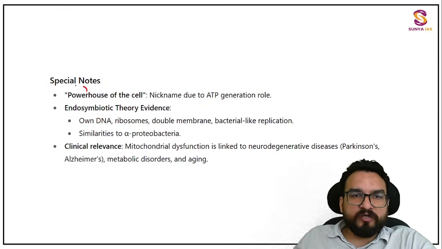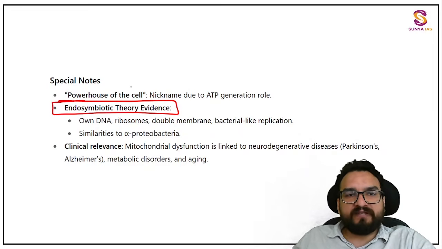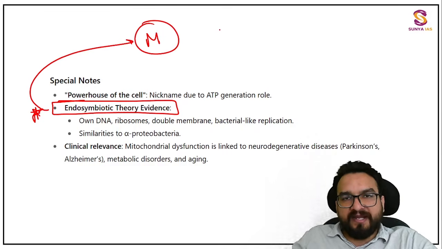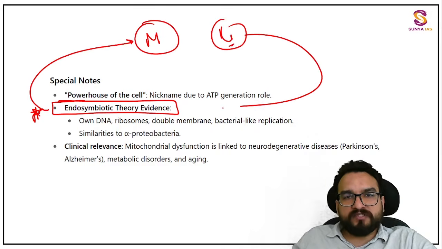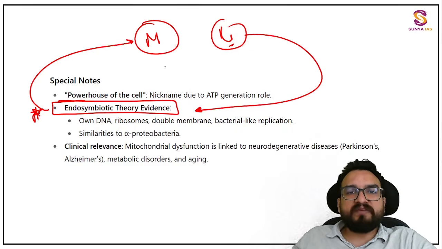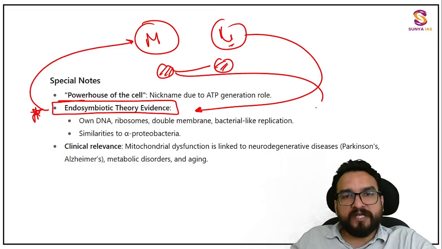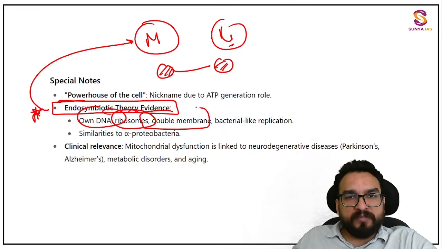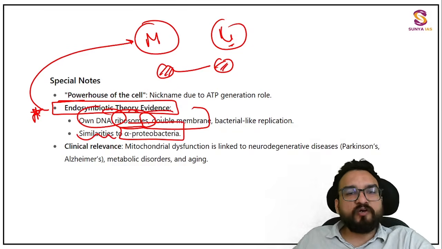You will find it called the powerhouse of the cell. One thing written over here is endosymbiotic theory evidence. This is one important thing: mitochondria and chloroplast give us the endosymbiotic theory. As per this theory, it suggests that we have evolved from a prokaryote to a eukaryote. How do we know that? Because mitochondria have their own DNA, ribosome, and double membrane, and they are similar to alpha proteobacteria.